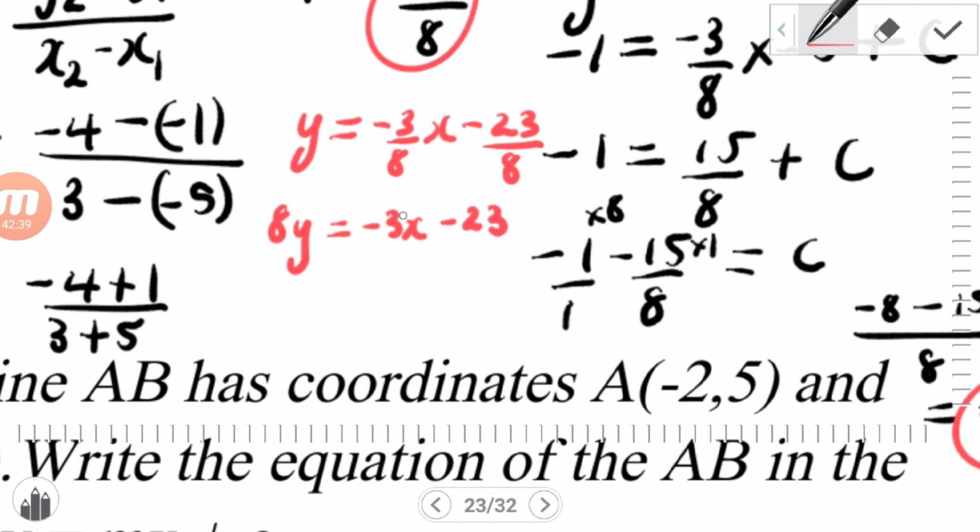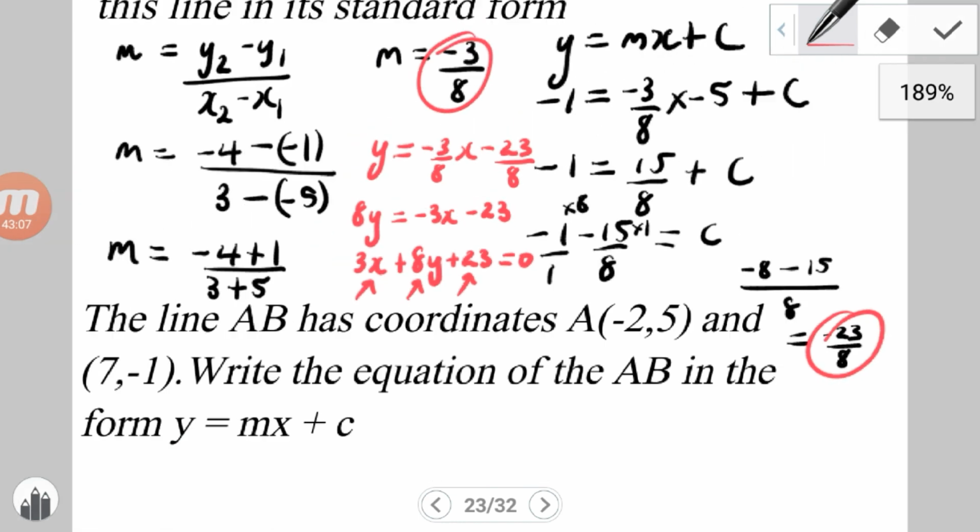Now getting it back into that form, I'll just transpose my terms over to my left. So I'm going to transpose according to what they asked me for. I want the x value first, so that's 3x. I want the y value next, that's positive 8y. I've transposed the minus 23, so I'll get positive 23. And therefore that is equal to 0. So that now becomes the equation of the line in the form ax plus by plus c equals 0.